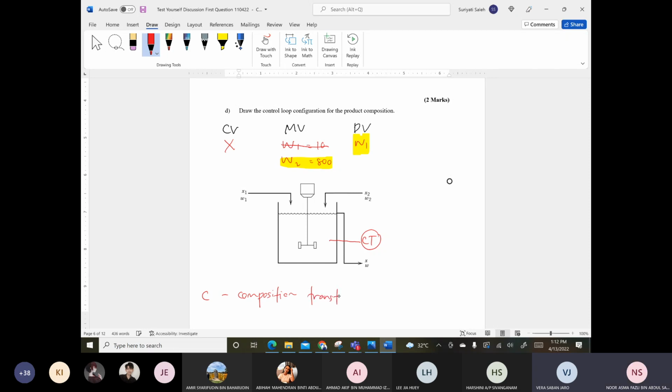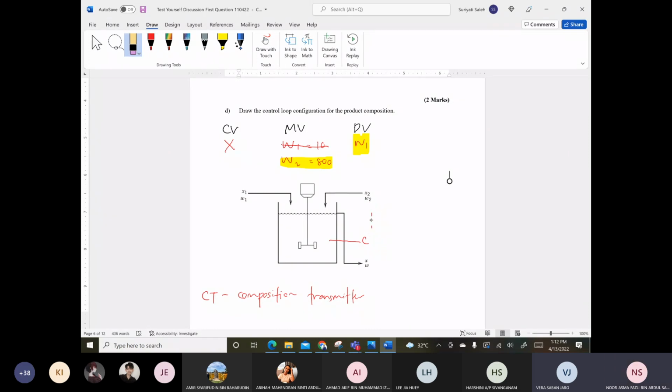The T is the transmitter. So CT is the composition transmitter. Then you have the dash line, you have the CC, composition controller. And then in this case, sorry, it's too big.